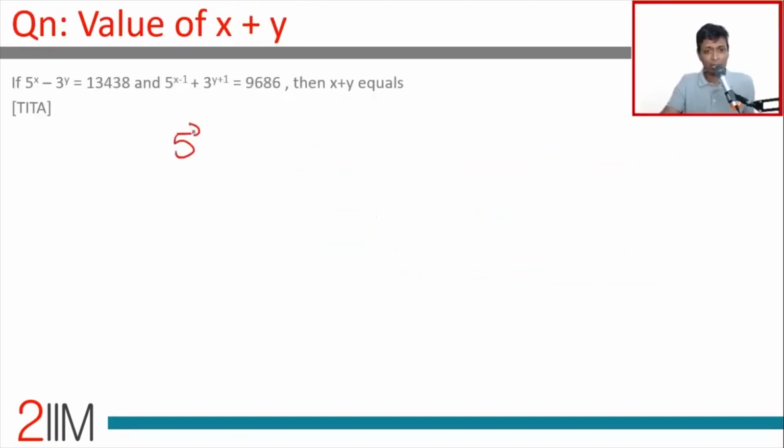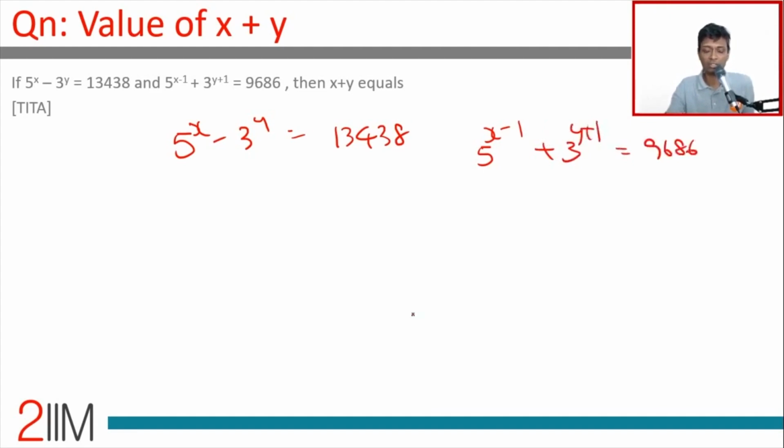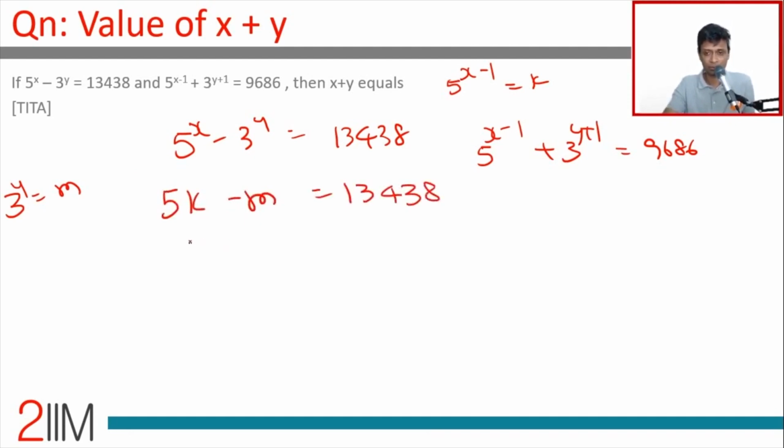5 power x minus 3 power y is 13438. 5 power x minus 1 plus 3 power y plus 1 is 9686. And there's 5 power x, there's 5 power x minus 1. So I'm going to say let 5 power x minus 1 equals k. There's 3 power y plus 1. Let 3 power y equals m. This is 5k minus m equals 13438. This is k plus 3m equals 9686.